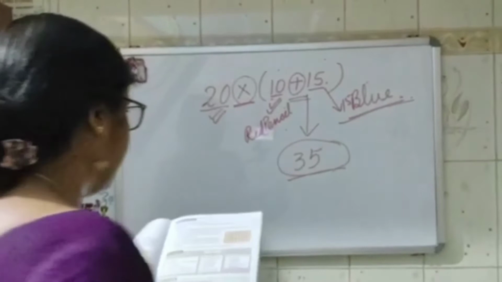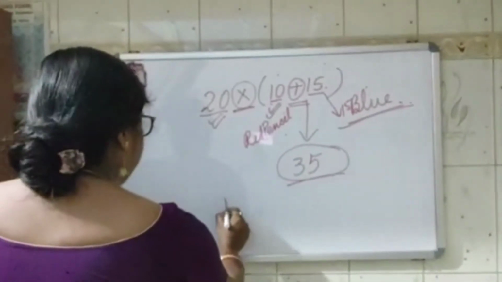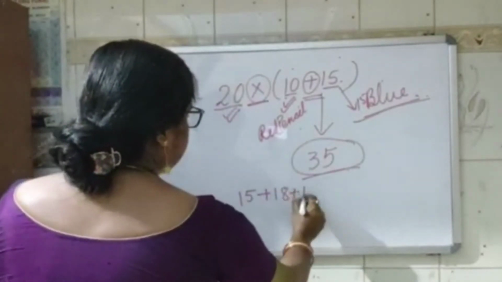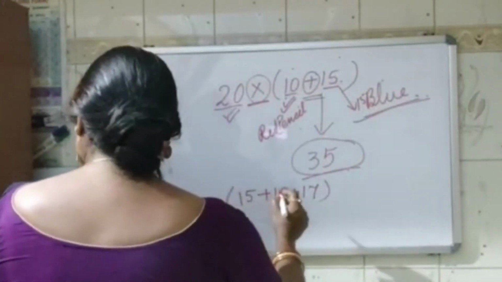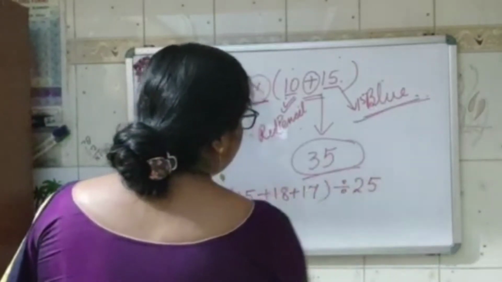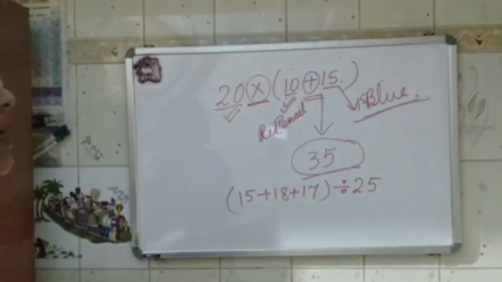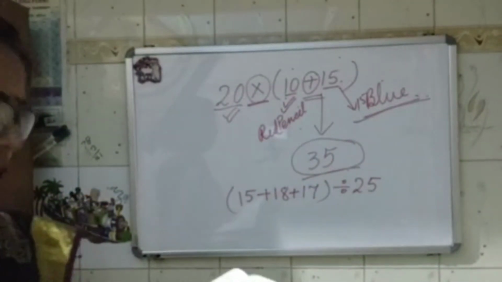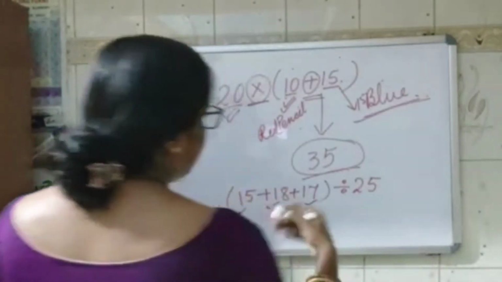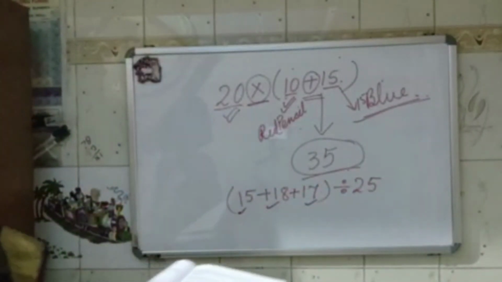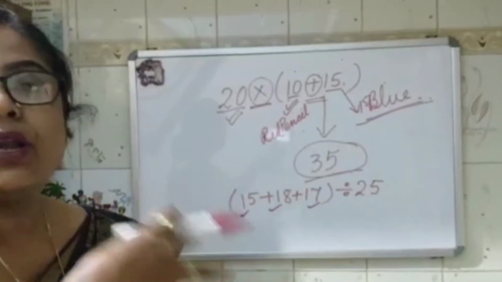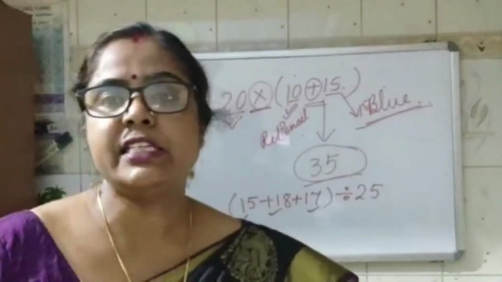One more question I am taking here, that is 15 plus 18 plus 17 divided by 25. So here the question is division. Okay, so we will take some questions like addition, where we have to add some articles, some items, and then we have to distribute it. So division means equal distribution, sharing. So you have to distribute it.